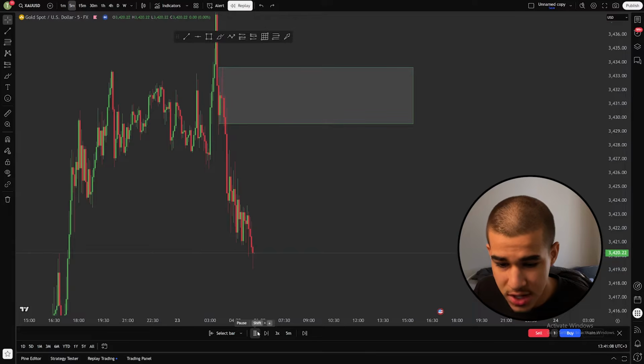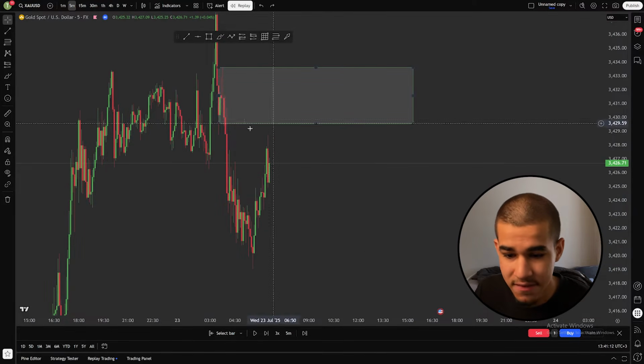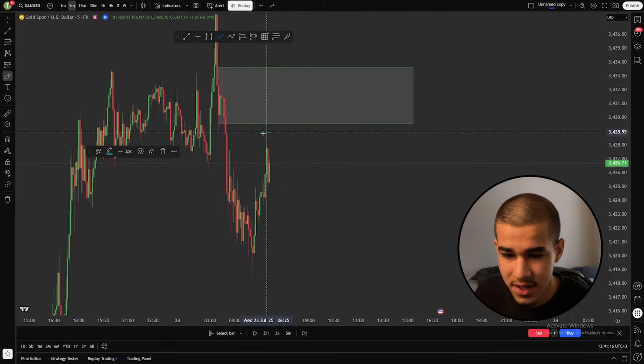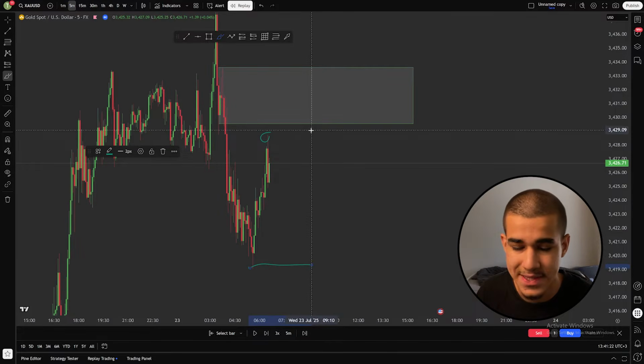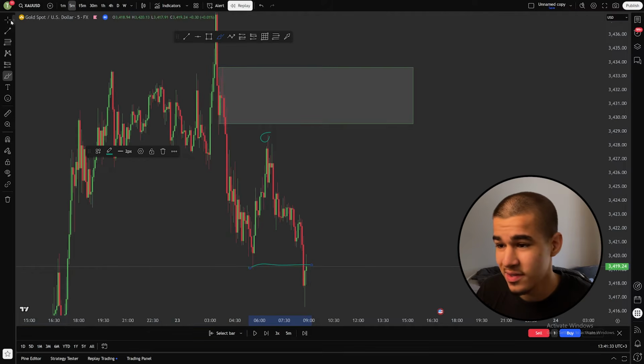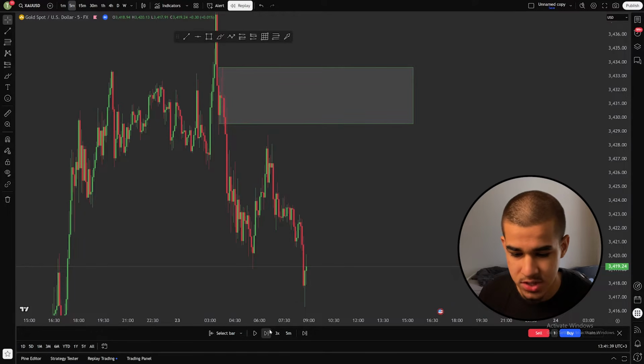Now I need price just to come up a little bit. As you can see now, this here is a valid liquidity, but the trade is still not valid because it hasn't taken out its own low. Once it takes out this low right over here, the setup is valid. At this point, this setup is completely valid. All I need price to do is come directly to my zone and give a nice reaction.